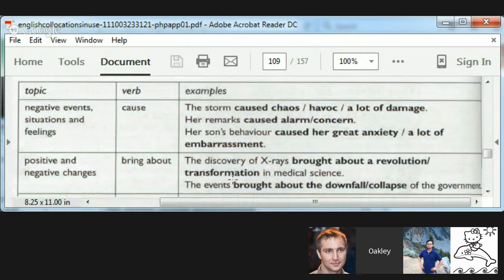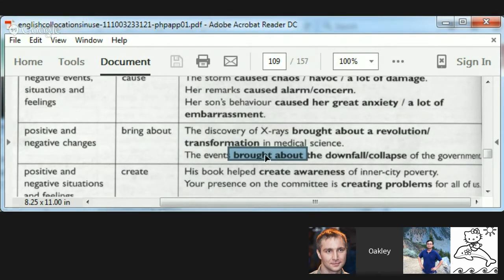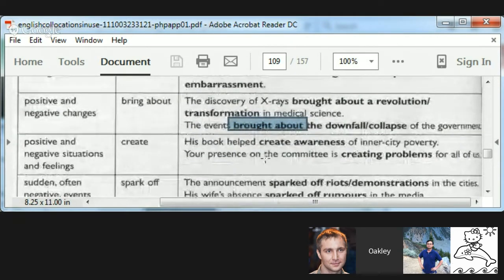Of course, the other two, downfall, collapse: the events caused the collapse of the government. Quite clearly, that's negative, right? Yeah, that sounds perfectly normal to me, actually. So I think we can use cause for those as well. Okay, moving along. Keeping it moving.